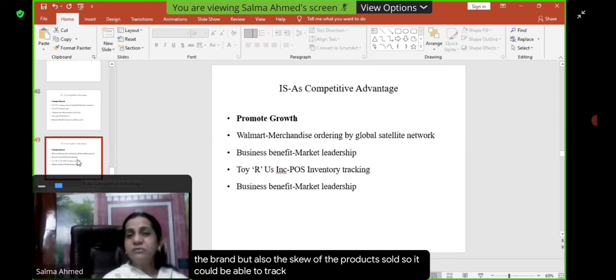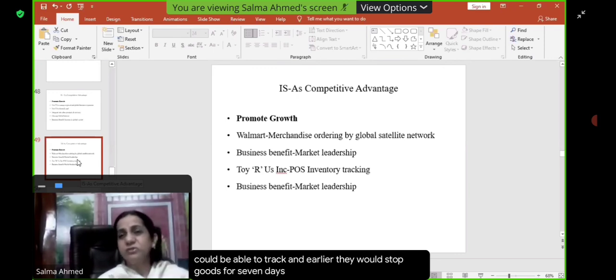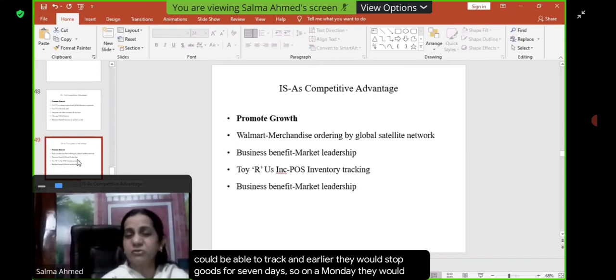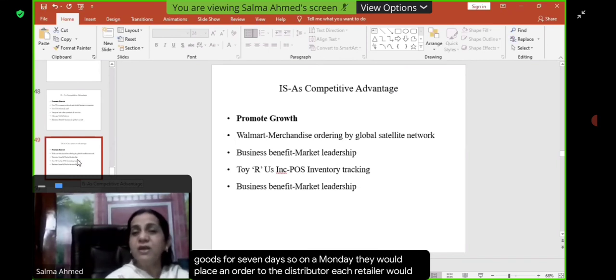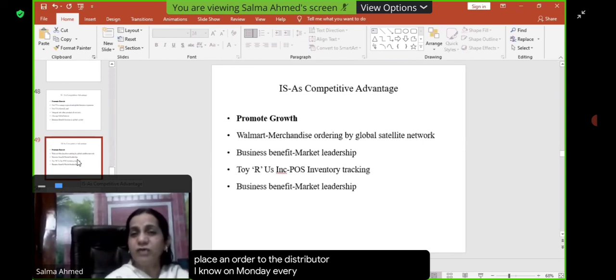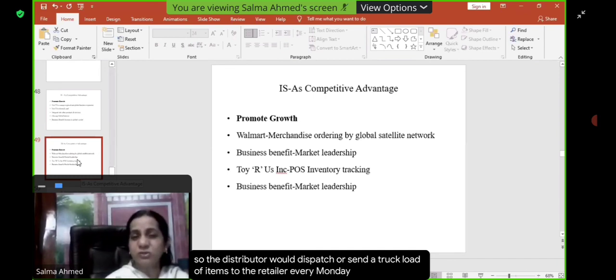And earlier they would stock goods for 7 days. So on a Monday they would place an order to the distributor. Each retailer would place an order to the distributor, and every Monday, stock of items would come to the retailer shelf from the distributor. So the distributor would dispatch a truckload of items to the retailer every Monday. So this was what was happening.